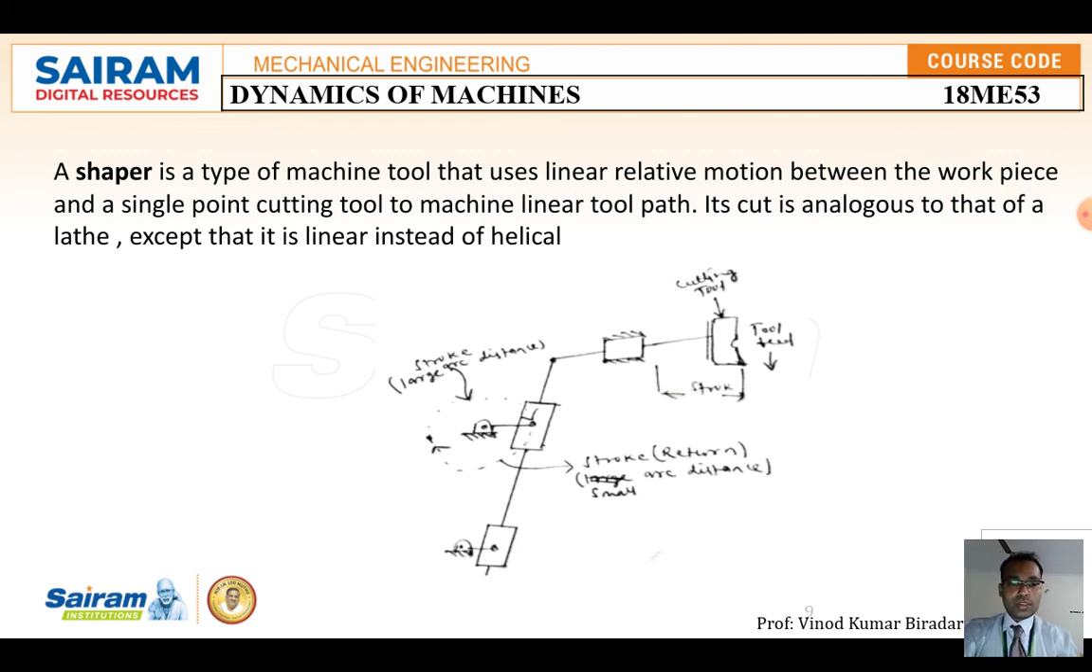Okay, so I will repeat how the material is going to be cut here. So this is a fixed point, this is a fixed point. Okay, so this is the ram. Okay, so this is the cutting tool and the tool feed. And here below, under this cutting tool, an external table will be fixed, upon which the workpiece will be mounted.